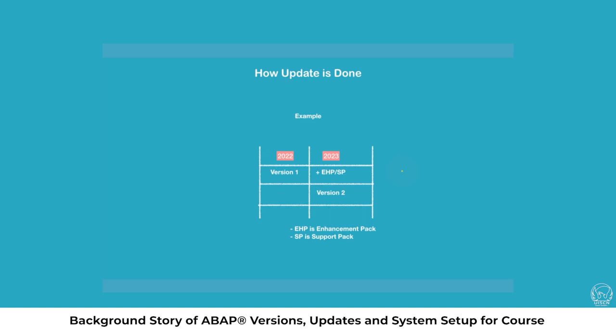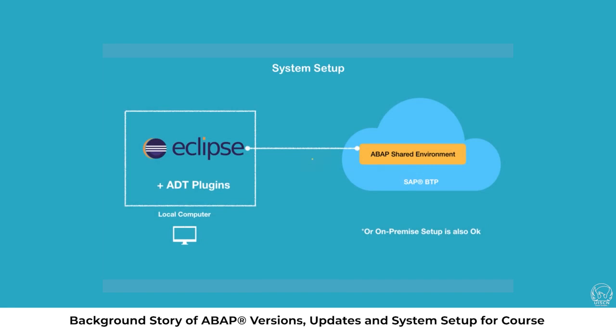Okay, so before we actually start towards the main programming, we would also like to address the system setup which we will be having within this course. So we are using SAP BTP, which was previously referred to as SAP Cloud Platform. Now this BTP has an ABAP shared environment, and this shared environment you can also enable with your free trial of SAP BTP. And this shared environment is connected to our Eclipse, and the Eclipse has the ADT plugin, which is the ABAP Development Tools plugin.